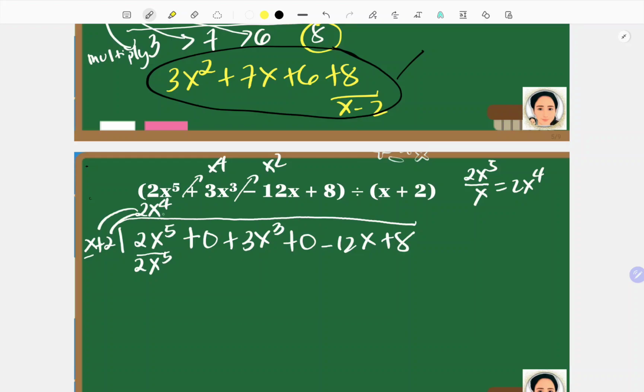Next, 2x to the 4th times positive 2. The answer is, we have 2 times 2, and that is 4. Positive 4, then your x is, just copy, x to the 4th. Okay, then subtract. How to subtract? Change the sign of the subtrahend, then add. You can see the first term is always 0.